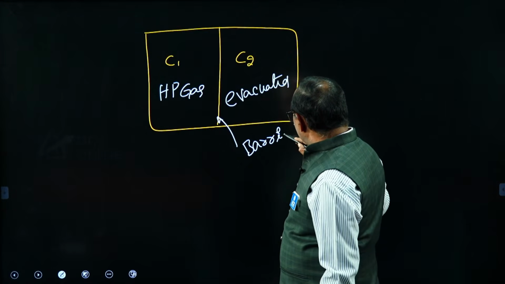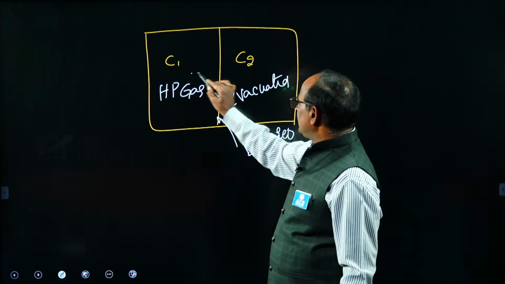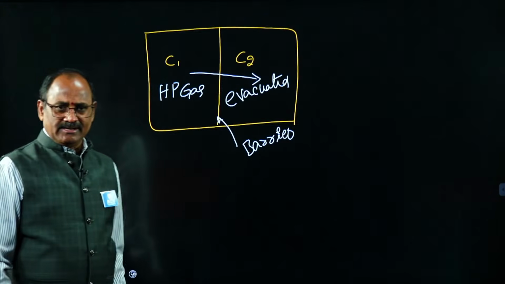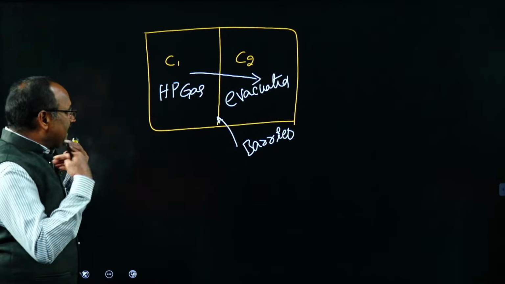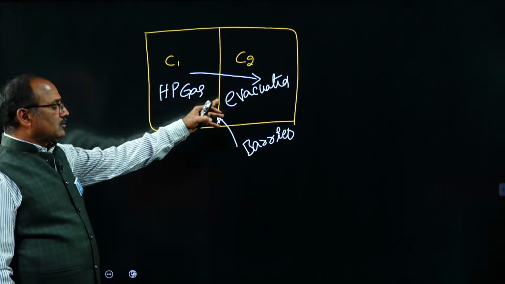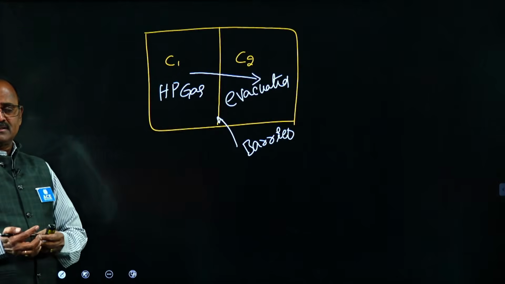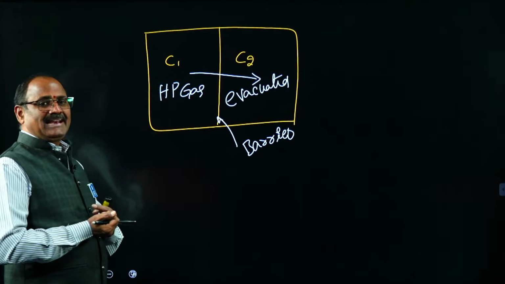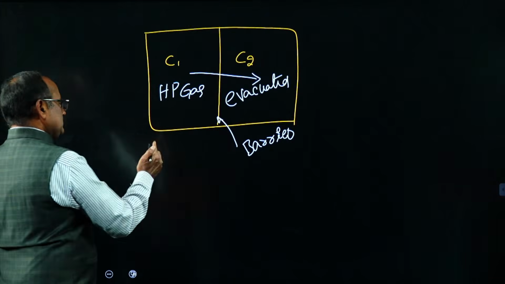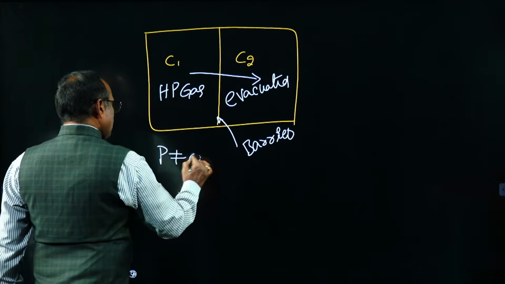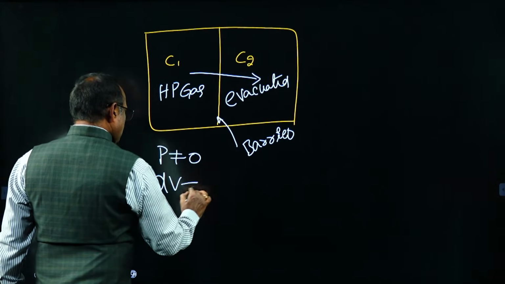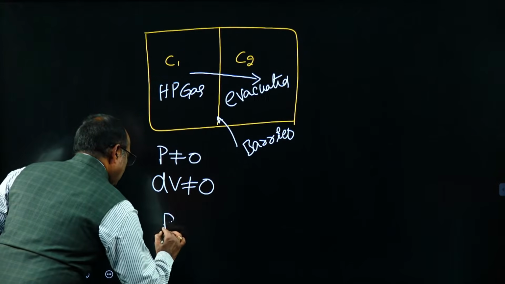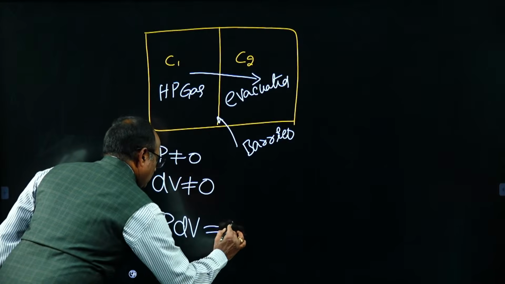Once that barrier is ruptured, what is happening? The high pressure gas rushes towards the evacuated region. That means the gas particles are freely flowing from the high pressure compartment to the evacuated region. That kind of process is called the free expansion process. Free expansion is a highly irreversible process. For this process, pressure is not becoming 0 and dV is also not becoming 0.